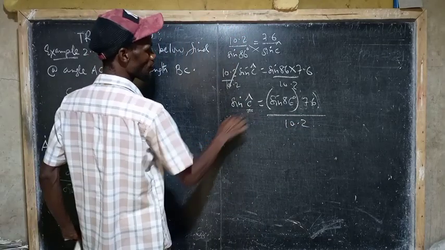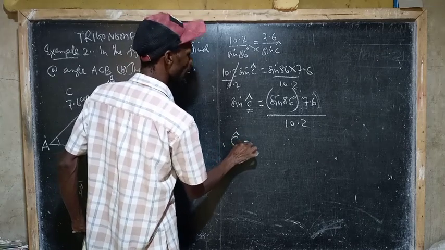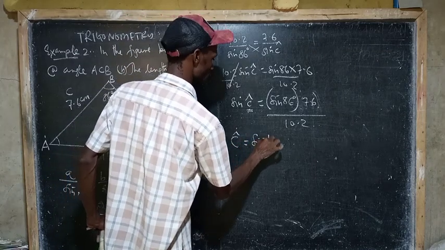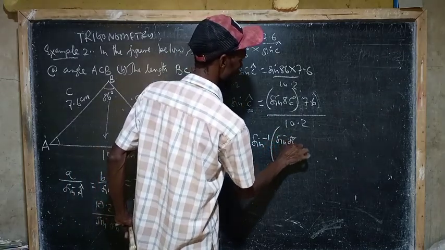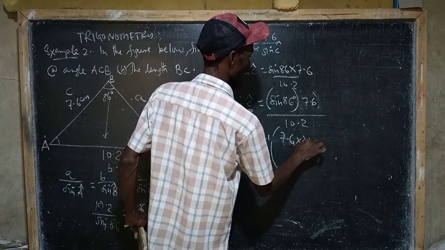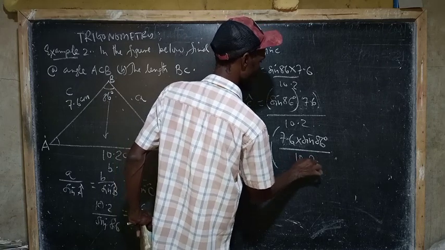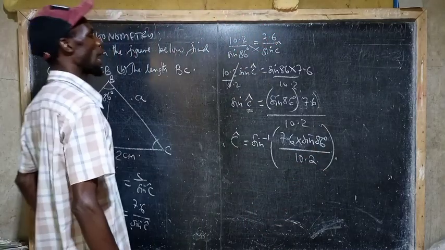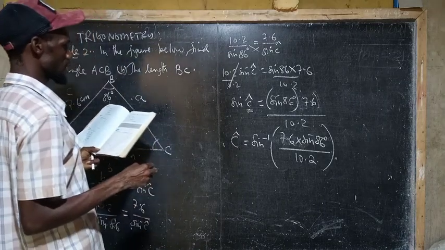To find the angle C, angle C is equal to sine inverse. Utatafuta sine inverse ya sine ya 86 ya 7.6 mara sine ya 86 degree gawanya kwa 10 point ngapi? Hii hapa. Ambapo sasa automatically tutapata angle ambayo sine ya 86.